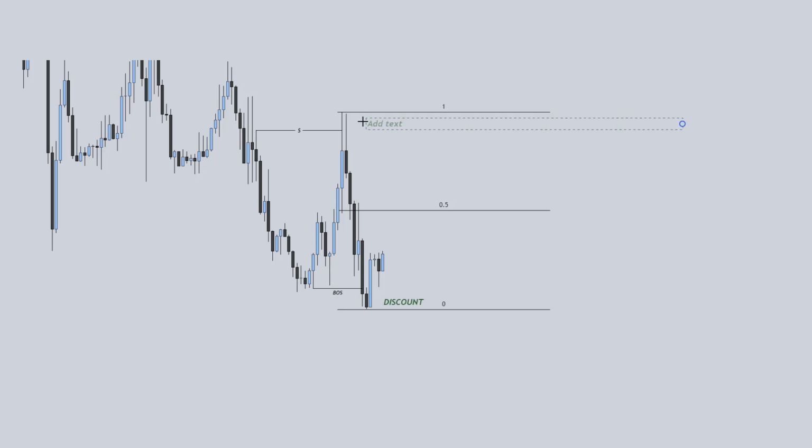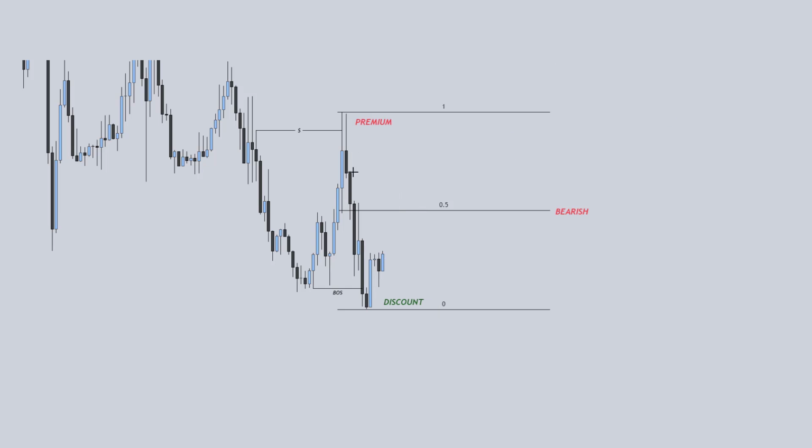Right here is our premium. As we know, in a bearish format, we wait for price to cross the equilibrium to tap into a premium zone before we go back lower to clear the low of the range. So we're not going to look for a trade in discount while we are in a bearish format. We'll wait for price to cross the premium and then we'll go for lower prices.